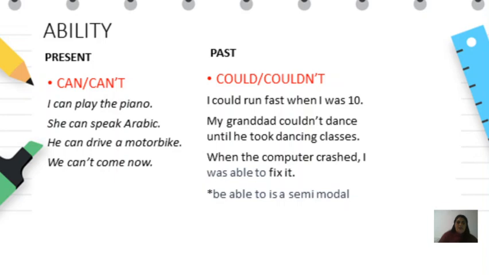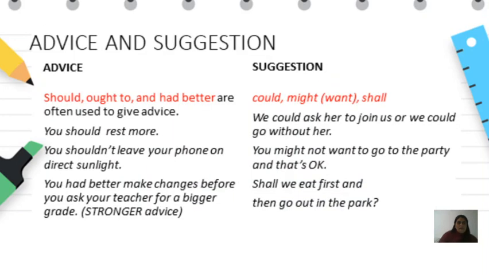When the computer crashed, I was able to fix it. Was able here is presented as a semi-modal because it really is a semi-modal. Semi means half. The concept of advice and suggestion. Should, ought to, and had better are often used to give advice. You should rest more. Advice. You shouldn't leave your phone in direct sunlight.